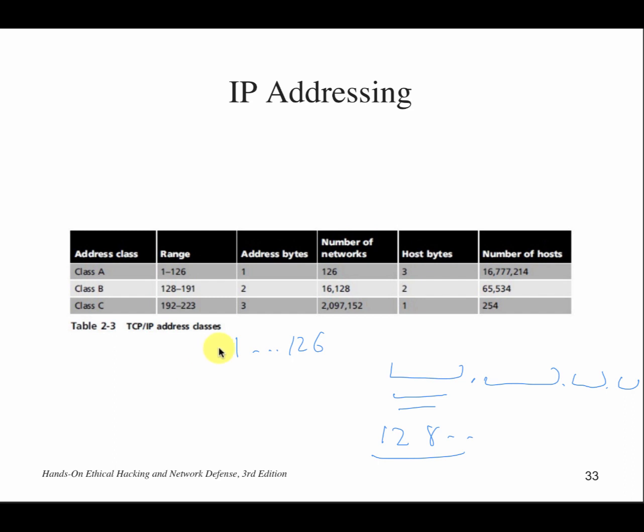Class C, if the first byte starts at 192 and up, you can say, oh, this is Class C. So based on the IP, for example, 192.168.1.1 is a Class C. How can you tell? Because the first byte is 192. If an IP address starts with 190 point something, then it's a Class B. How can you tell? Because it's 190.